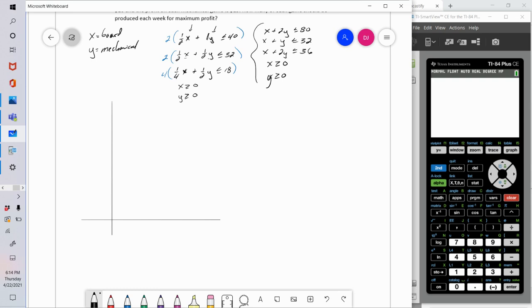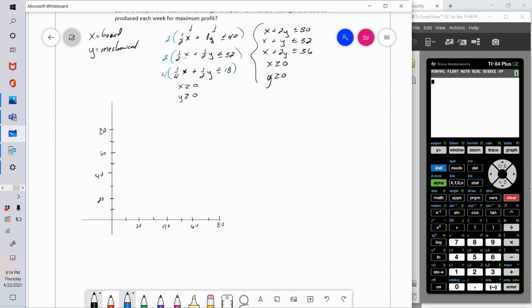So I think I want to go by tens. 10, 20, 30, 40, 50, 60, 70, and 80. And you can kind of play with that scaling as to what you think you might want to do.